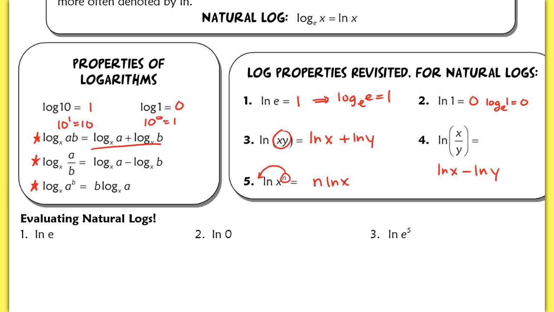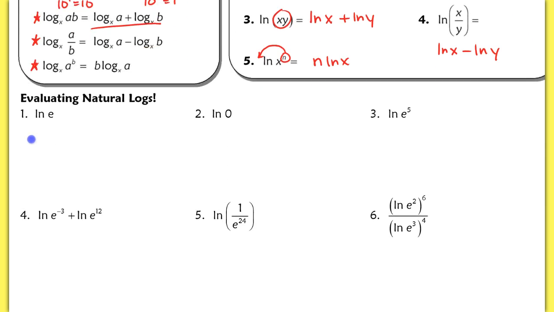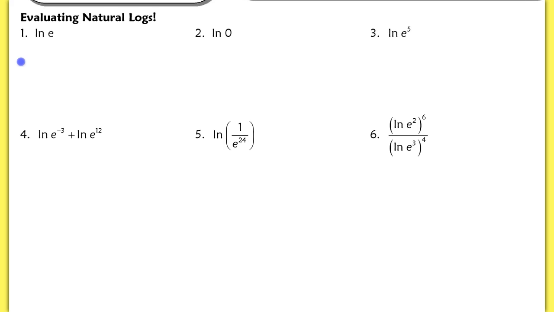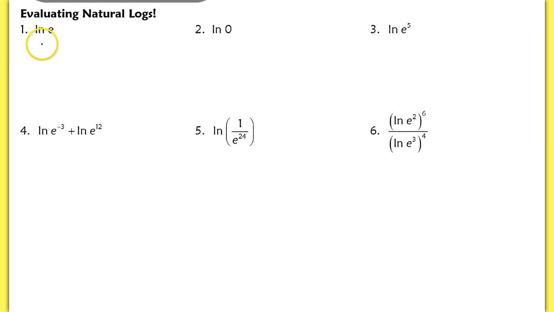So we're going to use these properties now and evaluate some logs. Our first example is the natural log of e. So the natural log of e is like seeing log base e of e, and we know that this is always equal to 1. Even if it was log base 3 of 3, it would equal 1. This is just log base about 2.7 of something that's about 2.7 equaling 1.